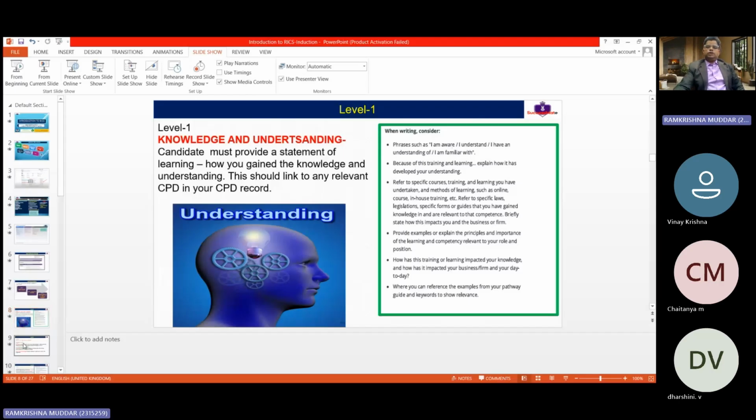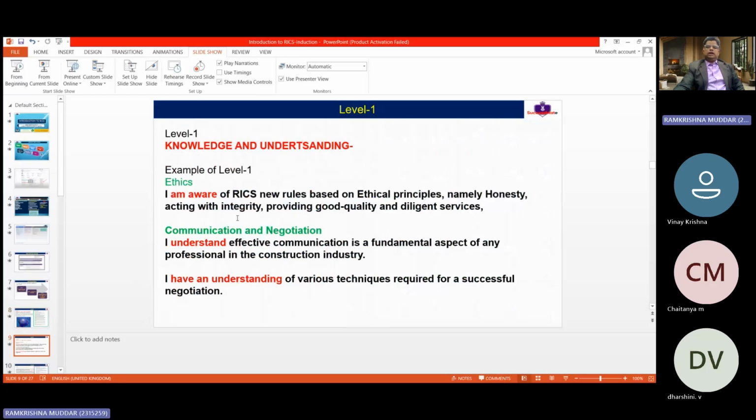For example, if you are going to the example, this is one of the examples. Chaitanya, can you read this? Yeah, I'm aware of RICS new rules based on ethical principles, namely honesty, acting with integrity, providing good quality and diligent services. Yes. So what does this mean? You became aware of new rules based on ethical principles. So this is how you have obtained the knowledge.